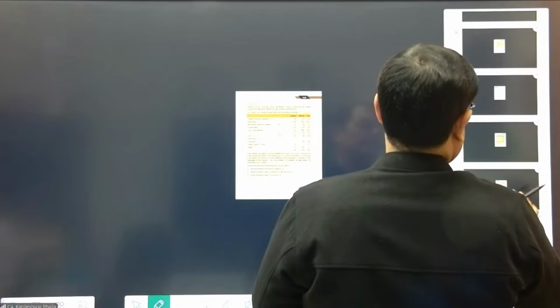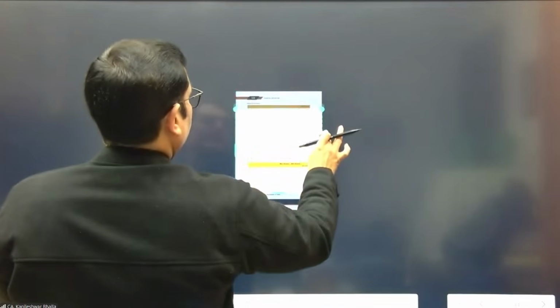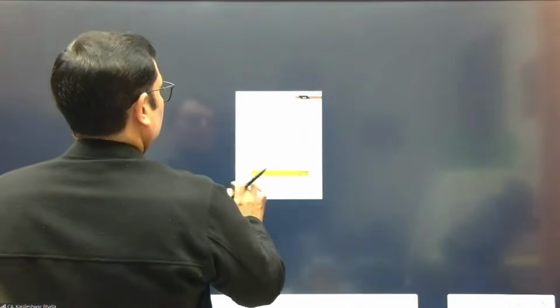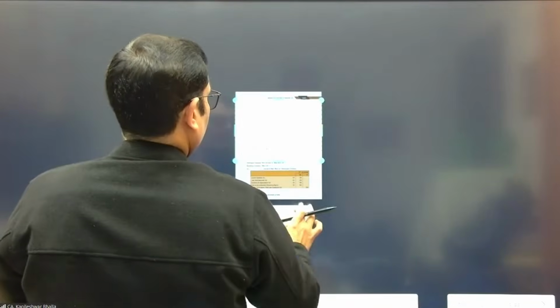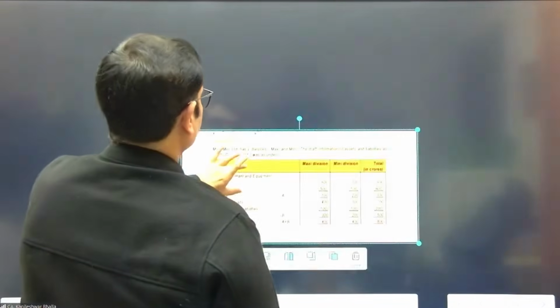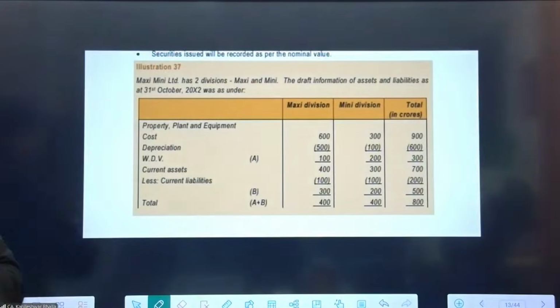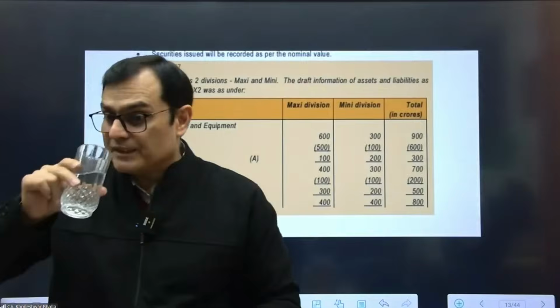Yes, there is one question, enterprise, and there is another question, Maximini. Illustration number 37. Let's go to illustration number 37 in the study material. Let me just crop this and share it with you. So we'll see the aspects of demerger very clearly stated in the question. Right, so let's have a look at illustration number 37. So let's read the facts and see the inputs.